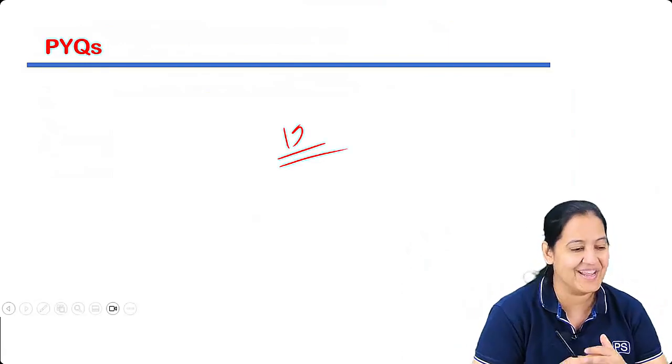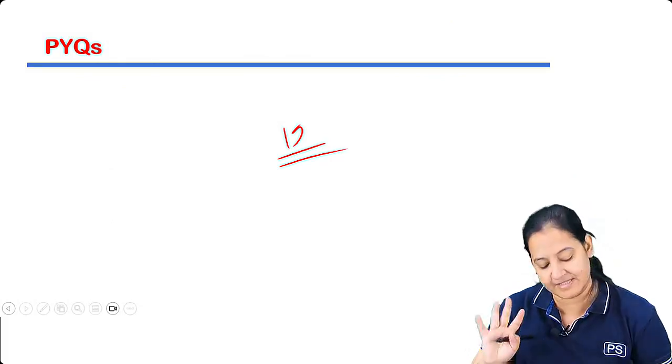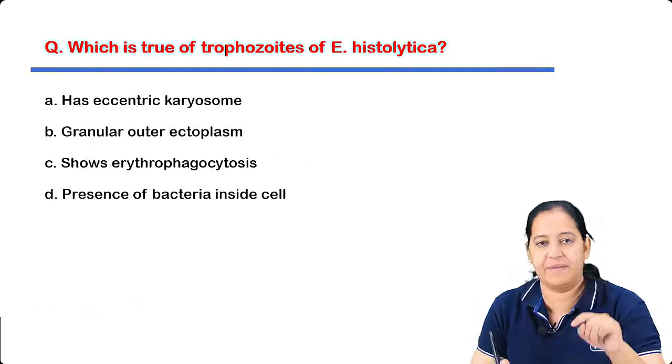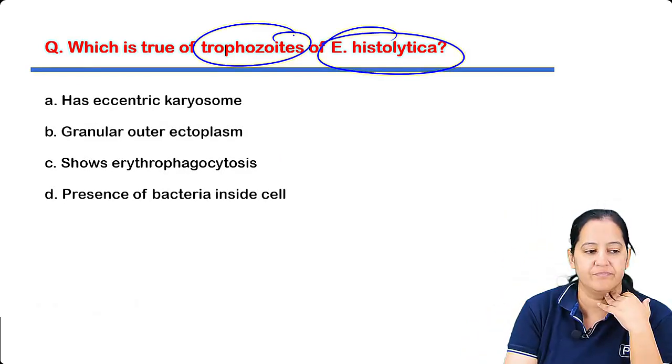Okay, got it. Anyone want any change in the method of teaching? You can follow the same method. Chalo. Read the question, tell me the answer. Which of the following is true for the trophozoite of Entamoeba histolytica? Which of the following is true?